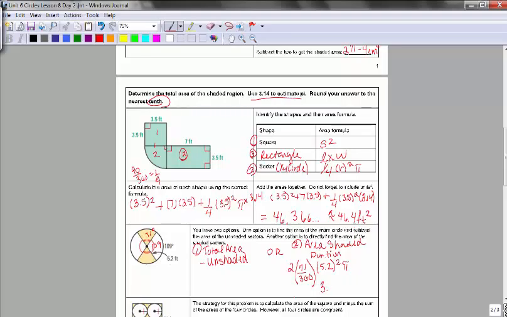And we get 33.49, so we round that to 33.5 feet squared.